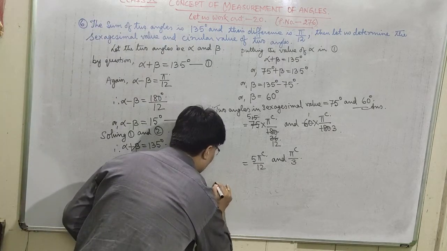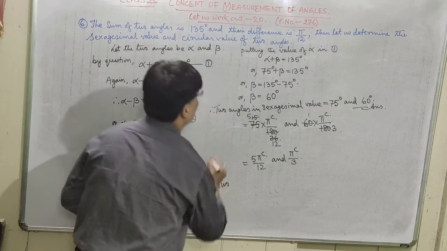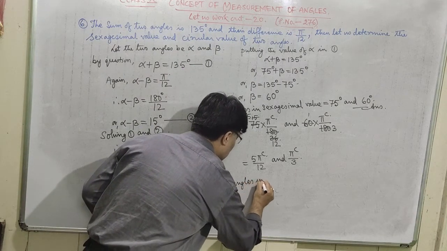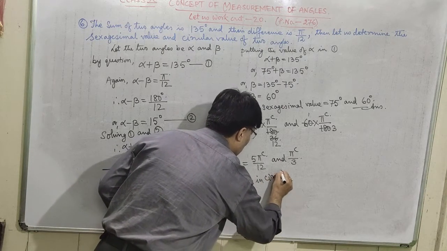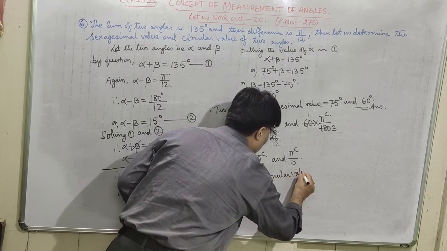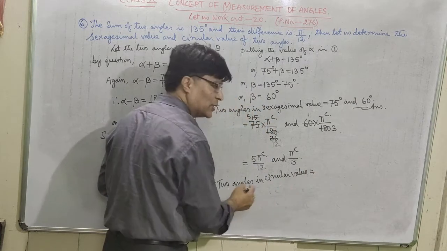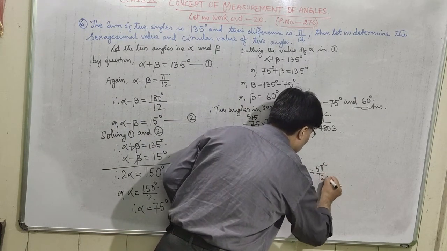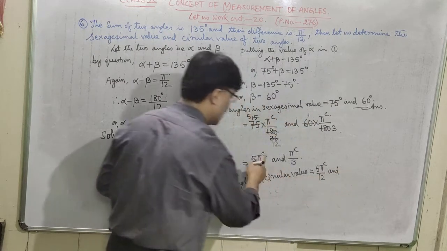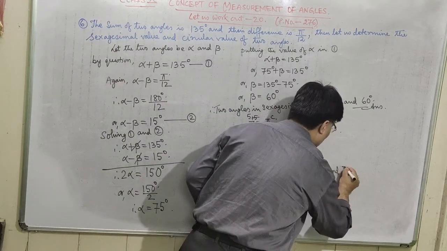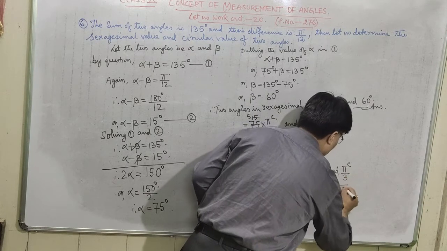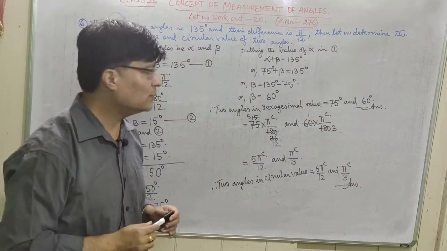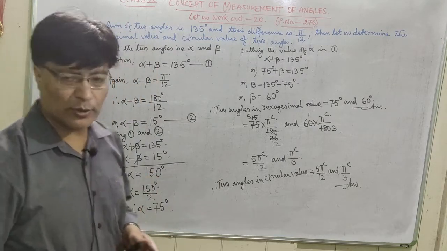So therefore the two angles in circular value are equal to, what is it? It is 5 pi radian divided by 12 and what is the other one? It is pi radian divided by 3. So these are the answers. Is that clear? So you can copy it. Now we'll do the next question.